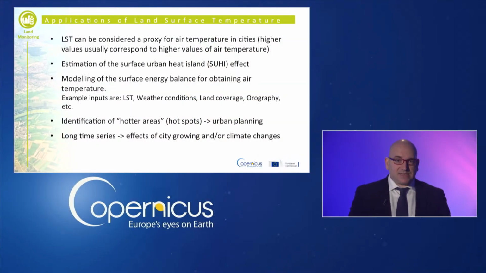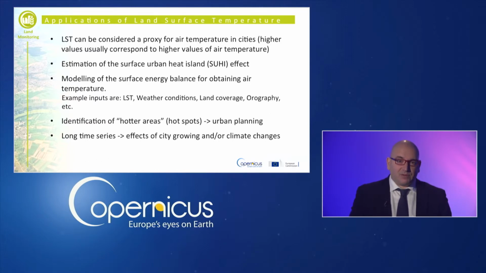Measurements of land surface temperature from remote sensing are used in many applications. It is generally proportionally related to the air temperature, in particular in urban areas. For this reason, a proxy for the urban heat island effect, which by definition is related to the air temperature, can be considered the surface urban heat island, which is related to the land soil temperature.